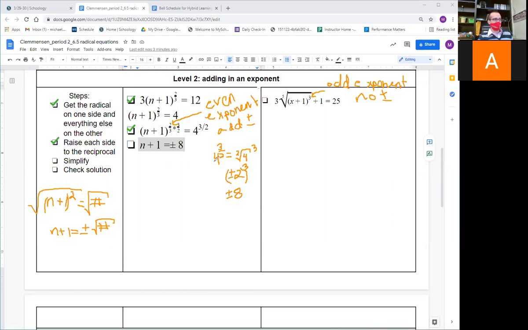Are there any questions on how we did this part, getting the plus or minus 8, before we move on to finishing up the simplify and our check solution?